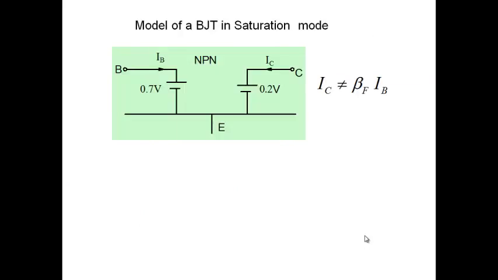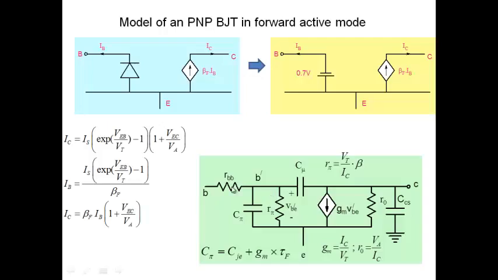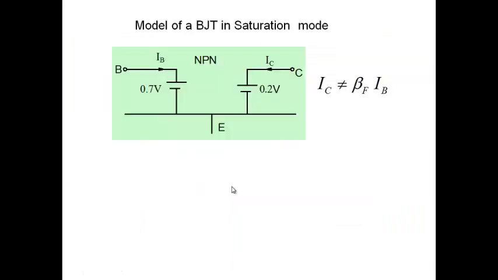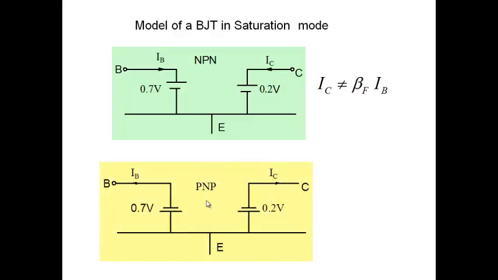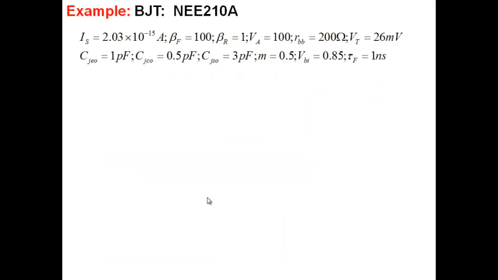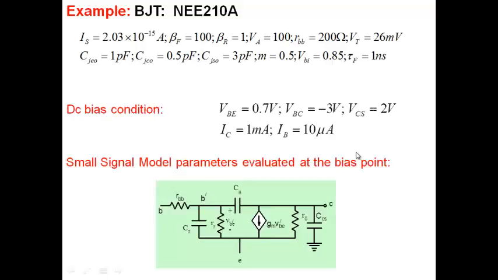For saturation, as I said, our interest is in amplifiers, so most of the time we'll be in forward active mode. But if you want to check whether a transistor is in saturation or not, you can check with this particular model here. Base emitter junction forward biased, between collector and emitter, I have 0.2. And this is for the PNP. All right. I'll not go over the details.